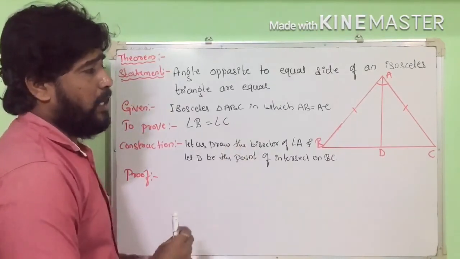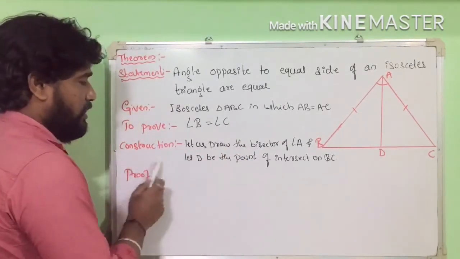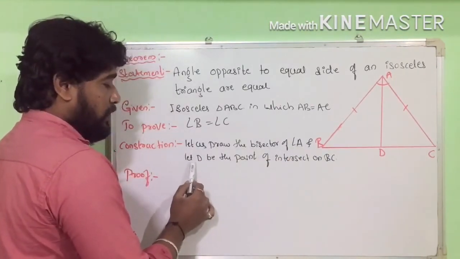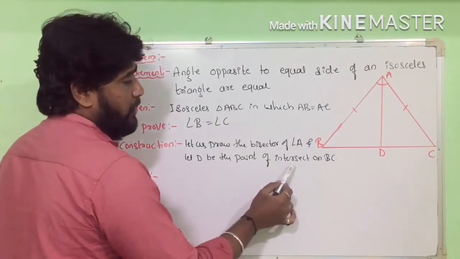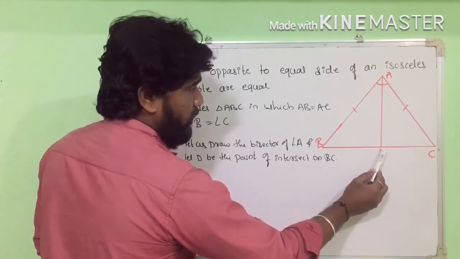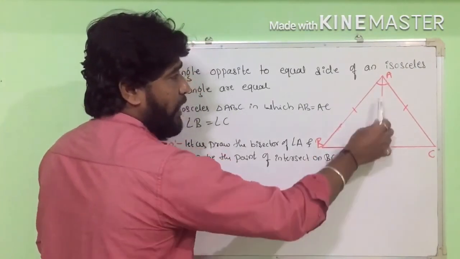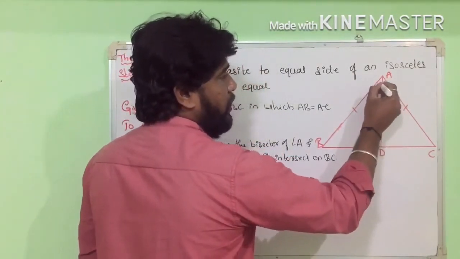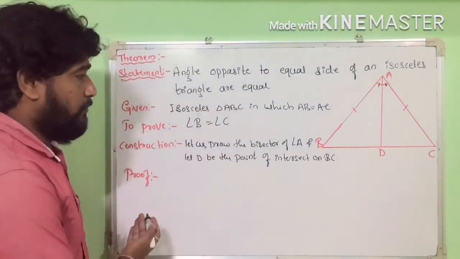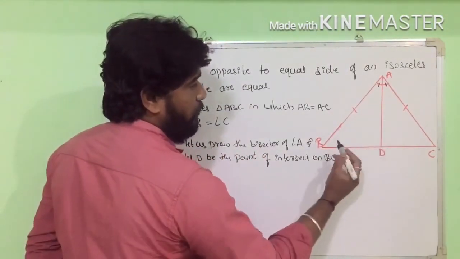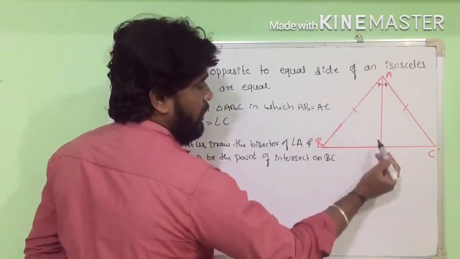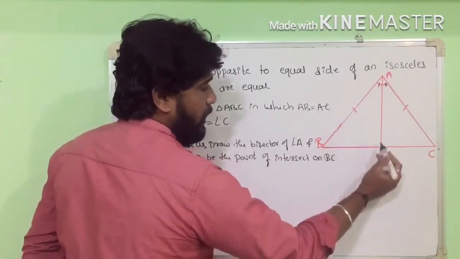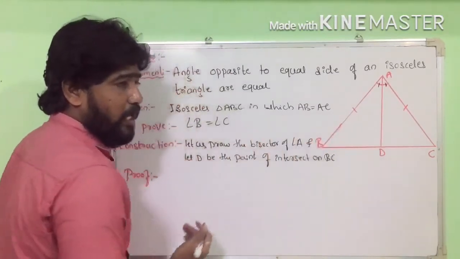So here we will make some construction. So what is that construction? Let us draw a bisector of angle A and let D be the point of intersection on BC. So AD is the bisector of angle A. It means these two angles are equal, right? Let us prove here. So here we have two triangles. Which one? BAD, one triangle, another triangle DAC. Two triangles are BAD and CAD. Two triangles are there, right?